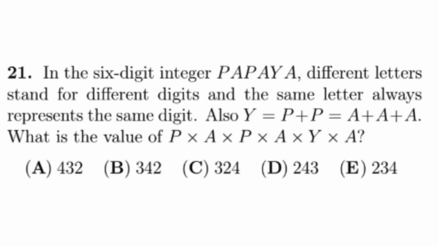Number 21. In the 6-digit integer papaya, different letters stand for different digits, and the same letter always represents the same digit. Also, y equals p plus p equals a plus a plus a. What is the value of p times a times p times a times y times a?